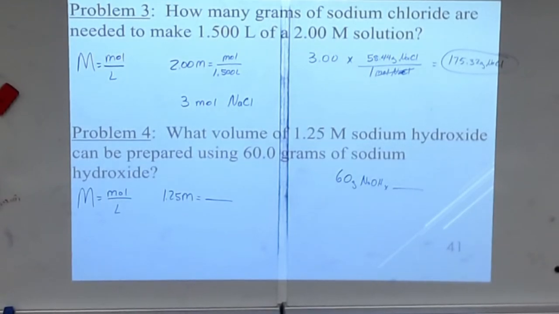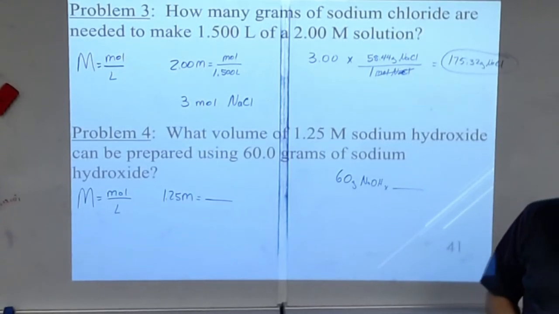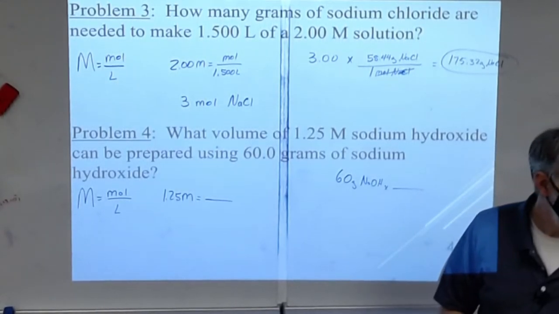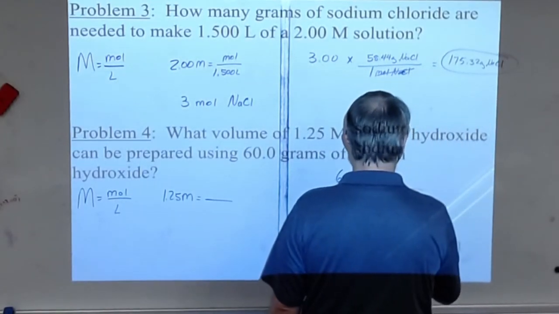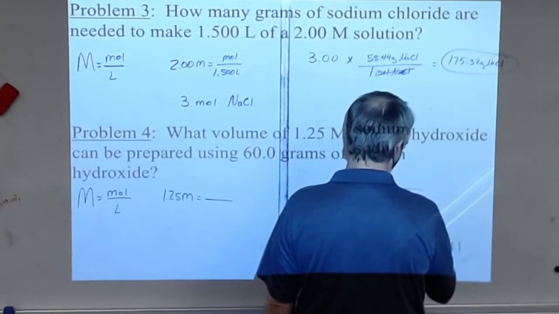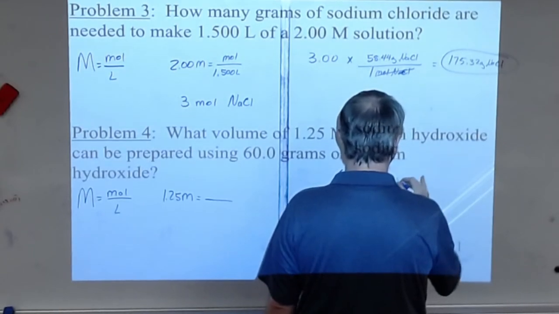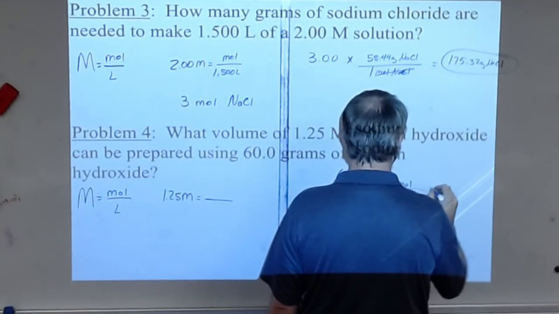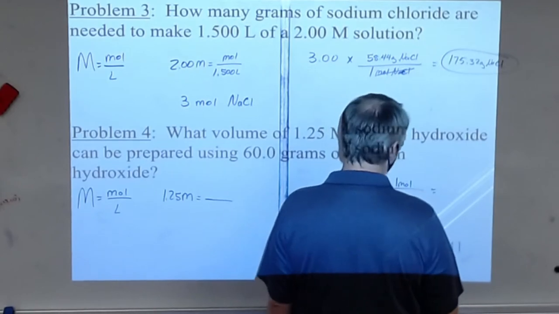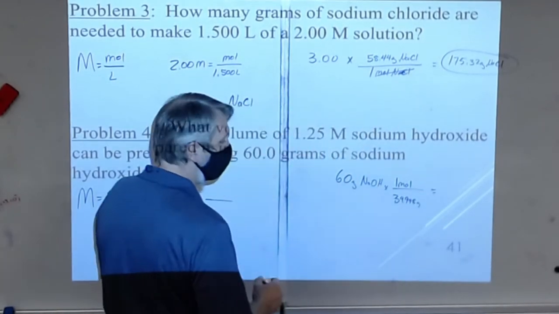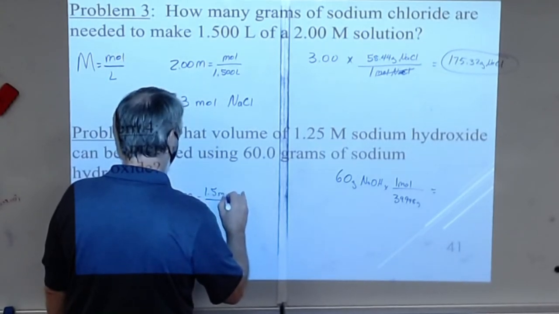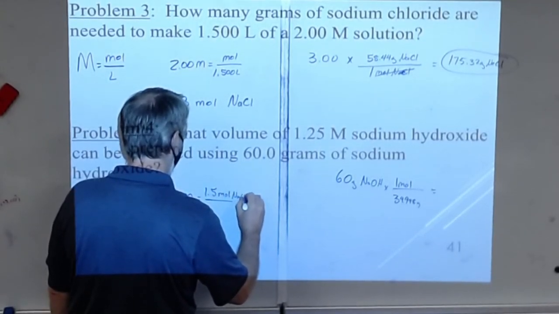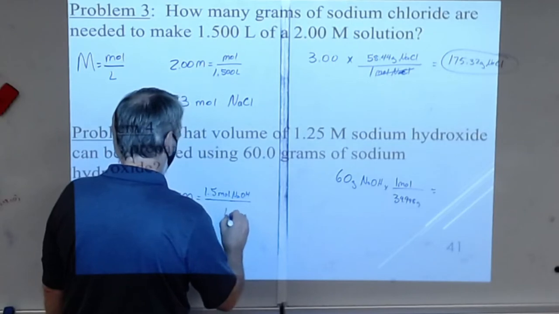Molar mass of sodium hydroxide is 39.998. And so that means that I have about what? 1.5 moles of NaOH. Okay?